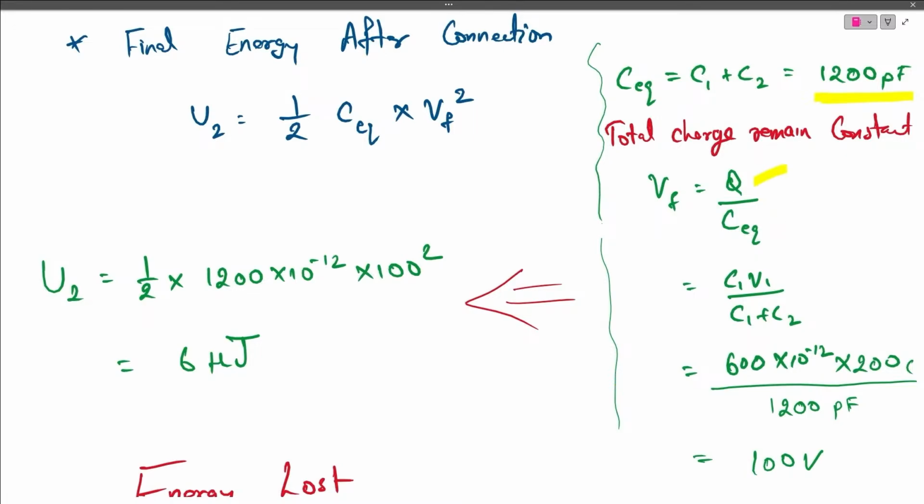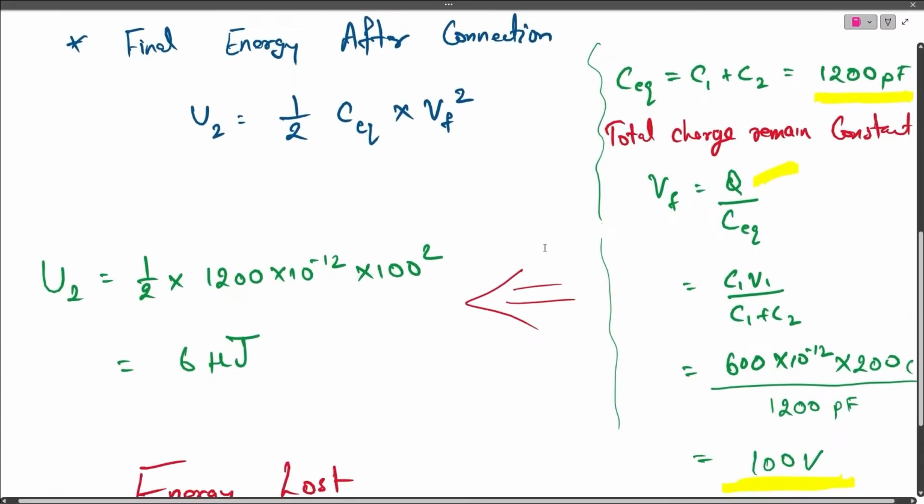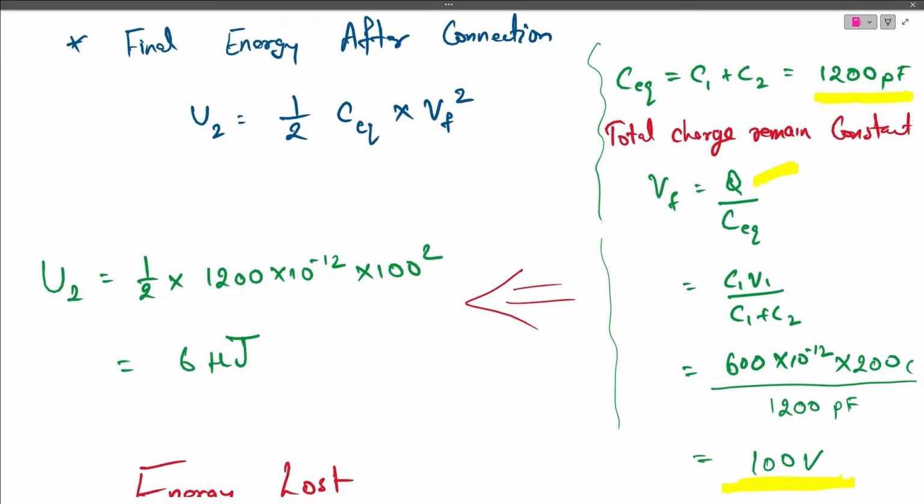Now Q, we know that Q is going to be the same because there is no supply to pump extra charge, so Q would be equal to C1 V1, where C1 and V1 are the initial capacitance of the circuit and the voltage, divided by C equivalent, that is 1200 picofarad, so we will get the voltage as 100 volt. Now the final energy after connection is going to be equal to half C equivalent multiplied by final voltage square. Now that would give us 6 microjoule.